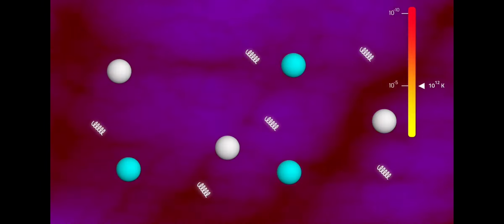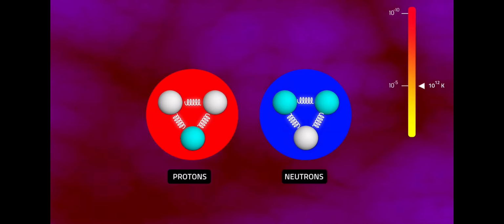As time passes, the universe continues to expand and cool down. At 10 to the power of minus 5 seconds, the universe around 1 trillion Kelvin, the quark-gluon plasma began to form into protons and neutrons. Now the universe is 1 second old and the temperature has dropped below 10 billion Kelvin. Almost all matter and antimatter particles have annihilated each other. The great fight between matter and antimatter comes to an end.